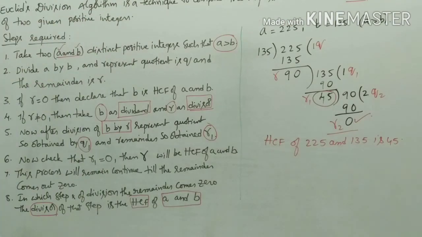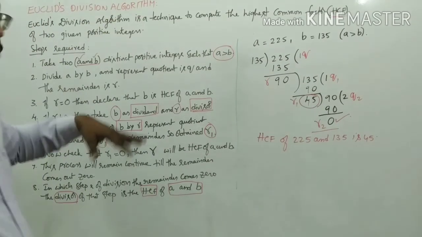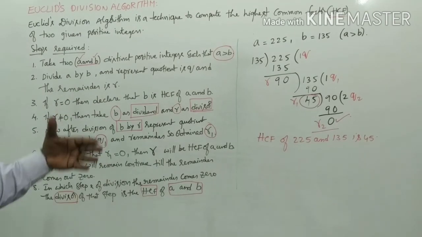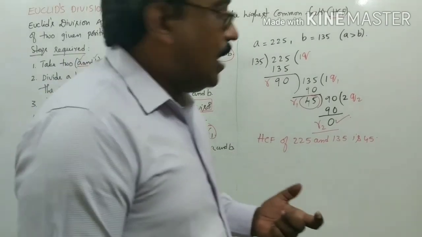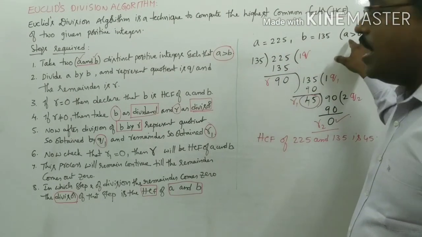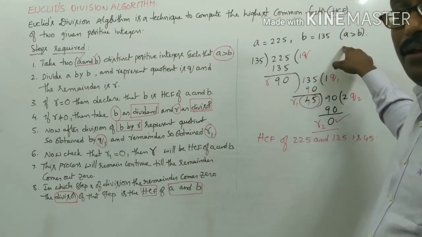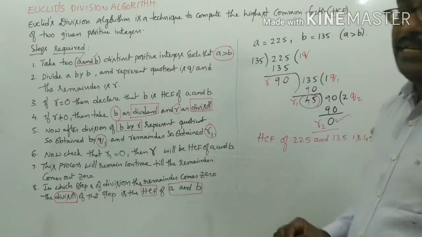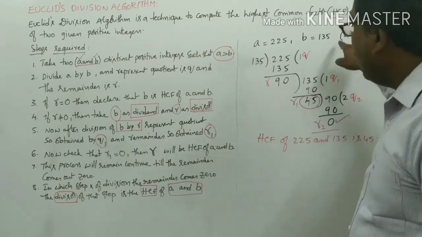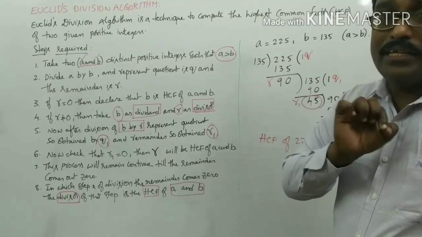So this process is known as Euclid's division algorithm. Algorithm means it gives a step-by-step procedure. Euclid stated one algorithm for finding the HCF of any two numbers, but the condition is that the two numbers should be distinct positive integers. So Euclid's division algorithm is limited to A and B, where A and B are distinct positive integers.